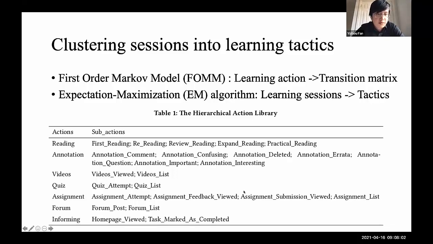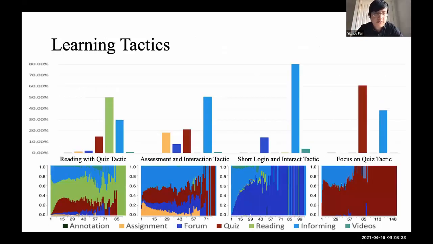Informing means when learners go to the home page and view the whole list of the tasks, that's homepage views. Also in Moodle, once they finish a quiz or a video, they can mark it as done. So if learners mark something as completed, this is also what we mean by informing. Then we use the first order Markov model to generate the transition matrix of all the 7 actions and use the transition matrix as input to cluster all the sessions into tactics.